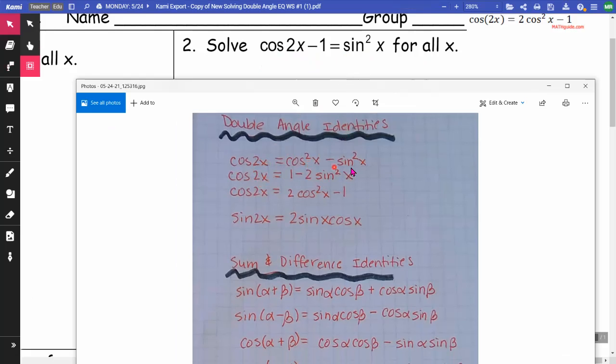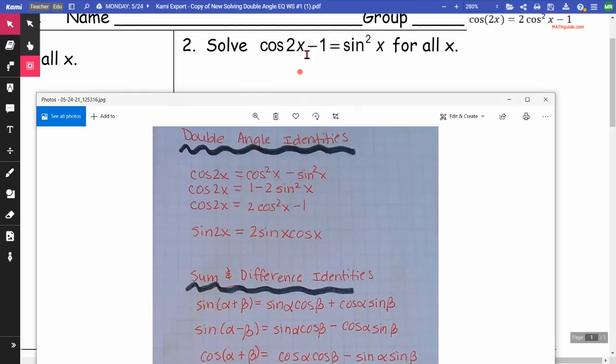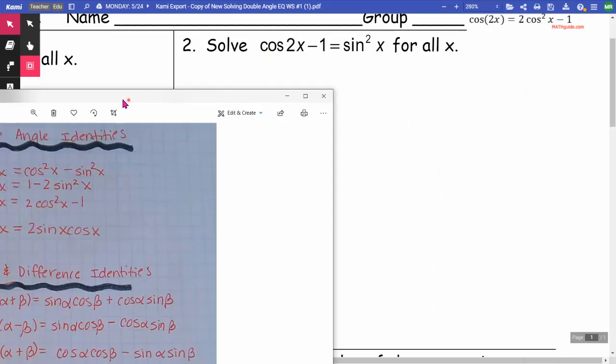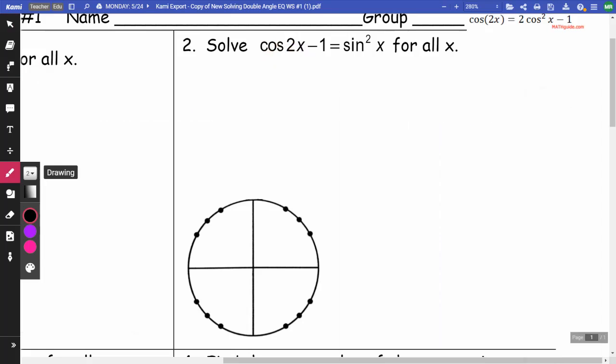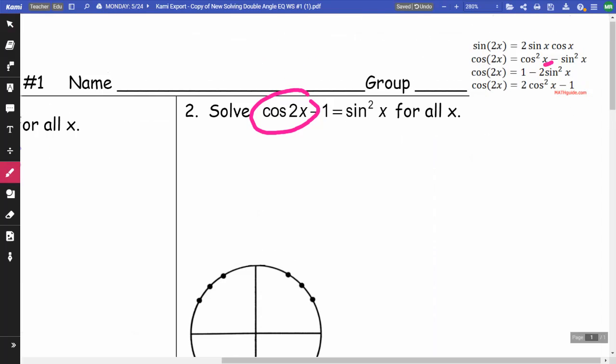I probably don't want this first one because I would like the sine squared, but I don't want a cosine squared and a sine squared. This one's a cosine squared, so I'm not going to want that. So I'm going to use the second one right here, 1 minus 2 sine squared x. Okay, that's the one I'm going to use. So I'm going to take this and I'm going to put it right here in place of my cosine 2x. Again, my cosine 2x, and we see it right here. The one I'm going to use is this one right there. So I'm going to go 1 minus 2 sine squared x.